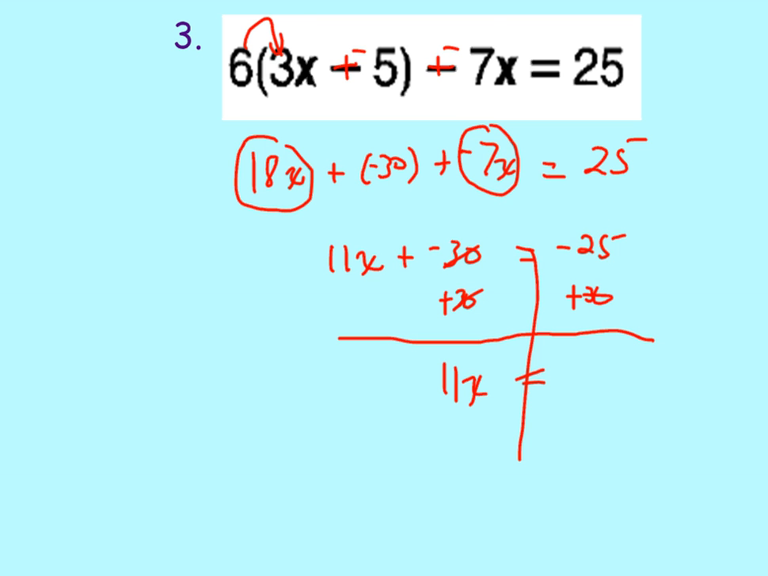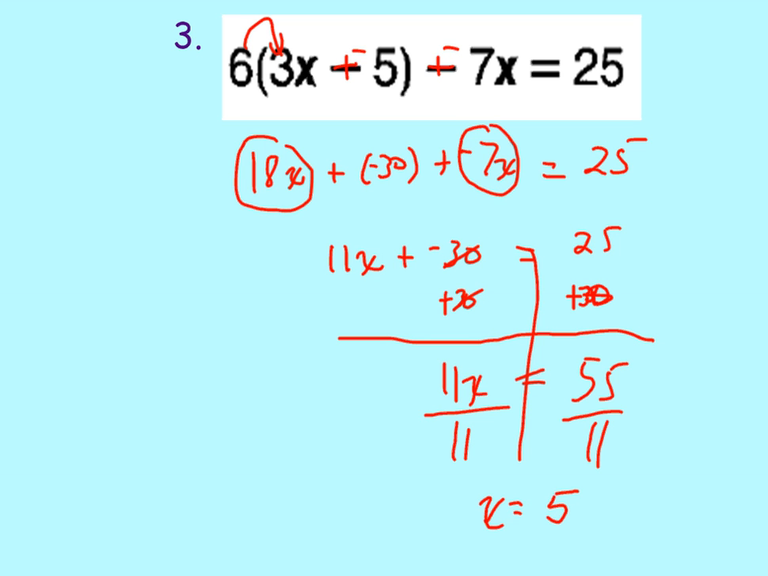Sorry, that shouldn't be negative 25, that should just be 25. Making all kinds of mistakes. Here we go. So it's 25 plus 30, which gives us 55. Now divide by 11. We get x is equal to 5.